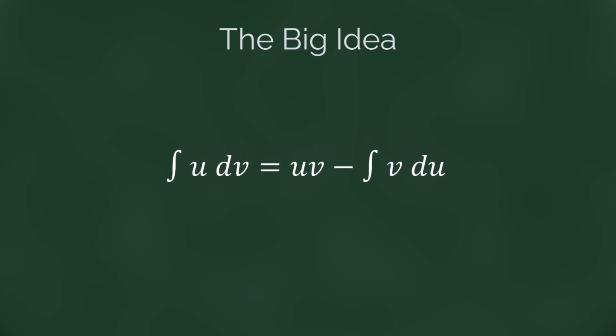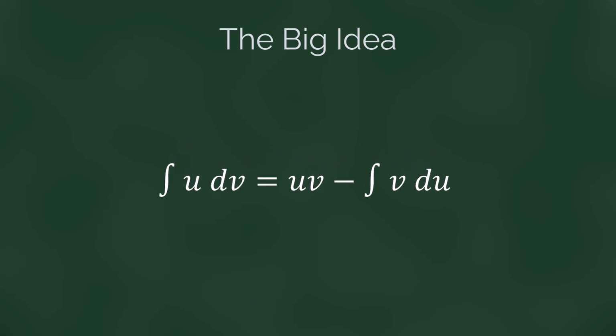At first glance, this may not appear to be particularly useful, given that we still have an antiderivative to figure out on the right-hand side. However, our goal here is to pick our two functions, u and v, so that u is a function that is easy to differentiate, and dv, the derivative of v, is a function that is easy to anti-differentiate.